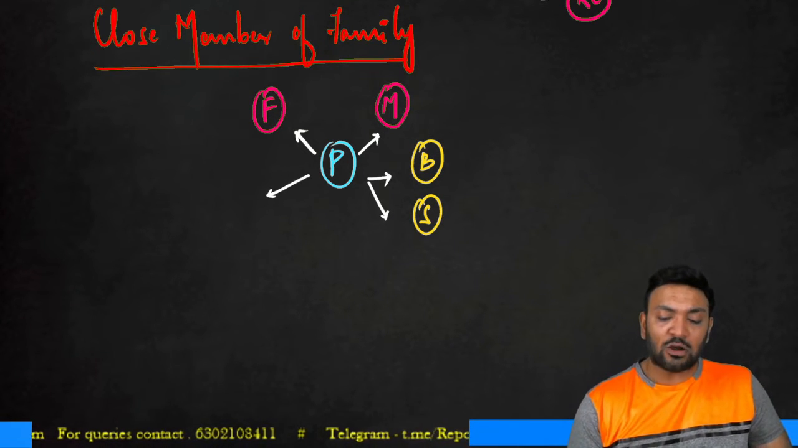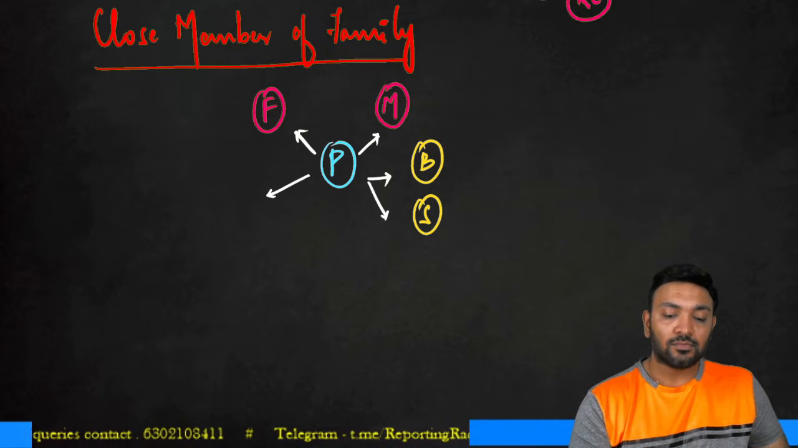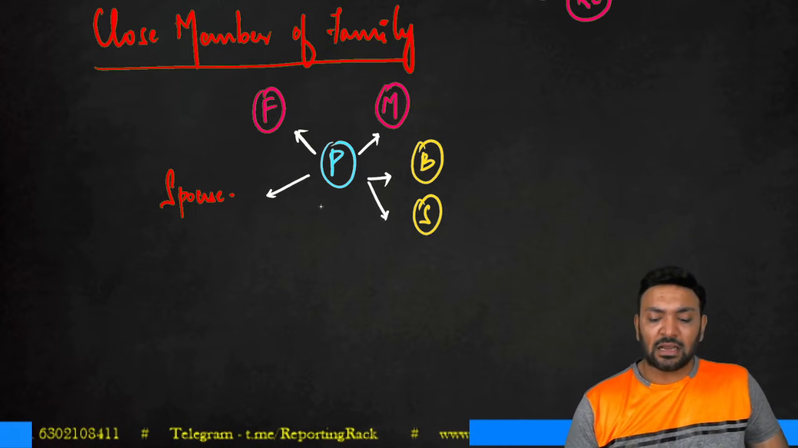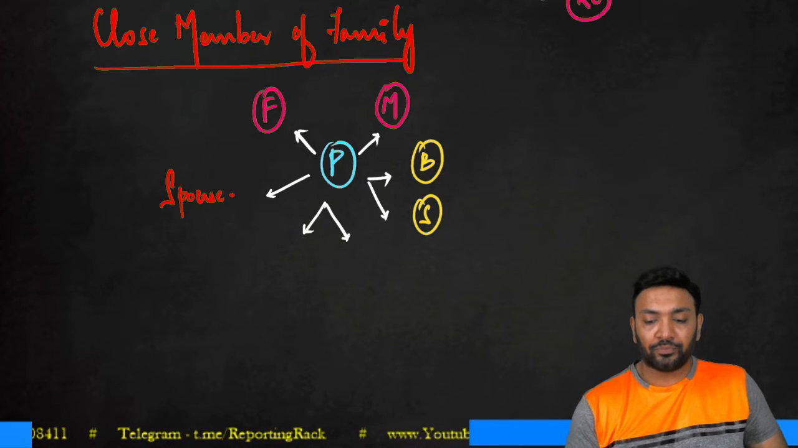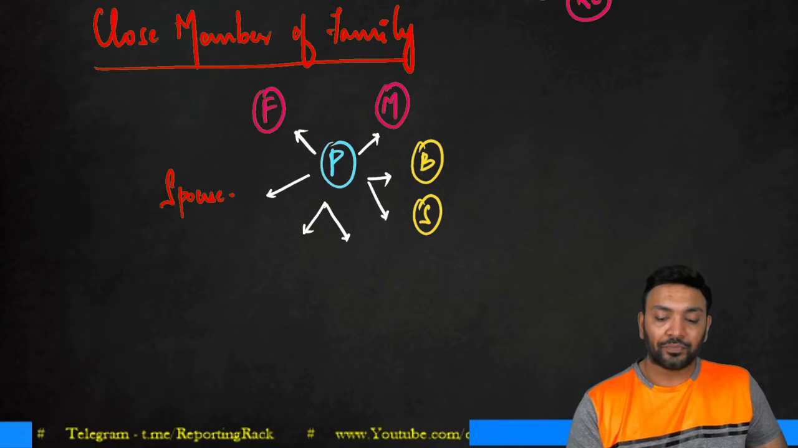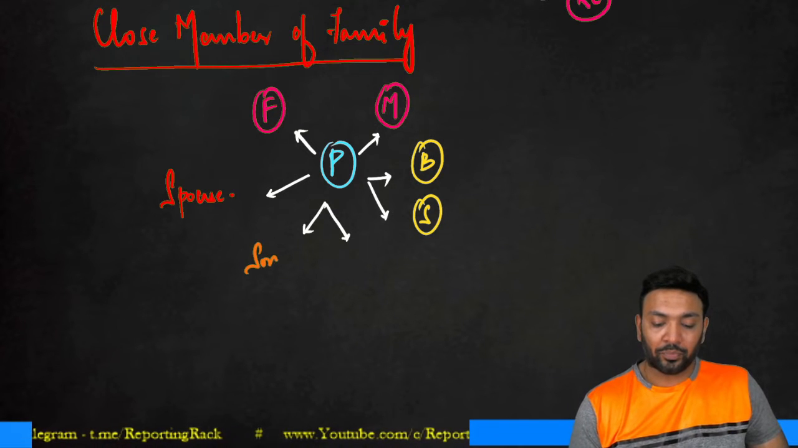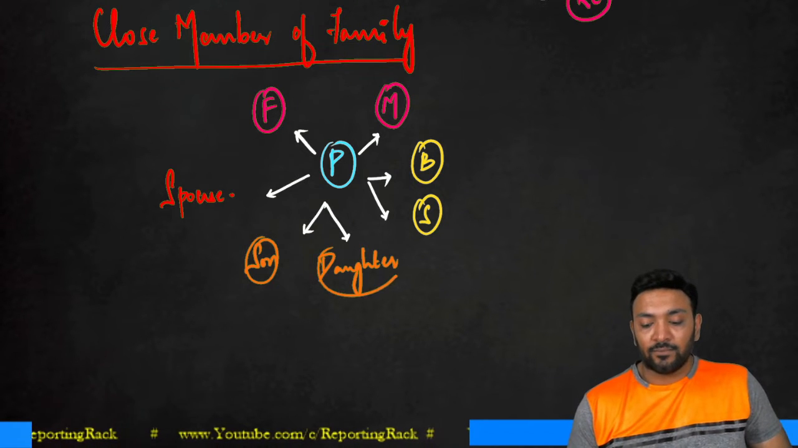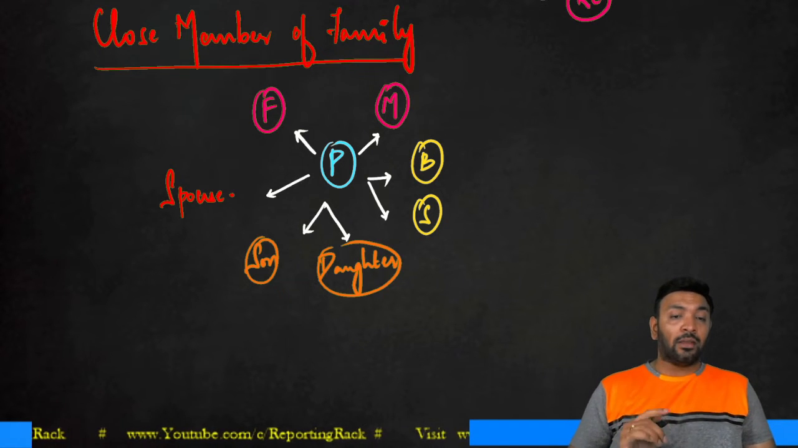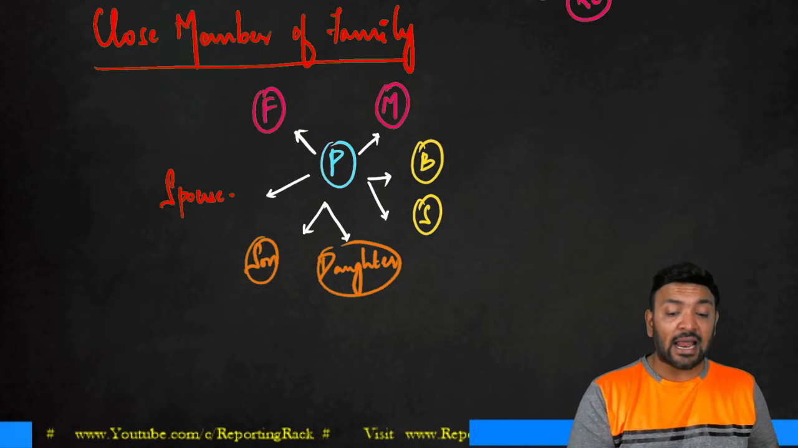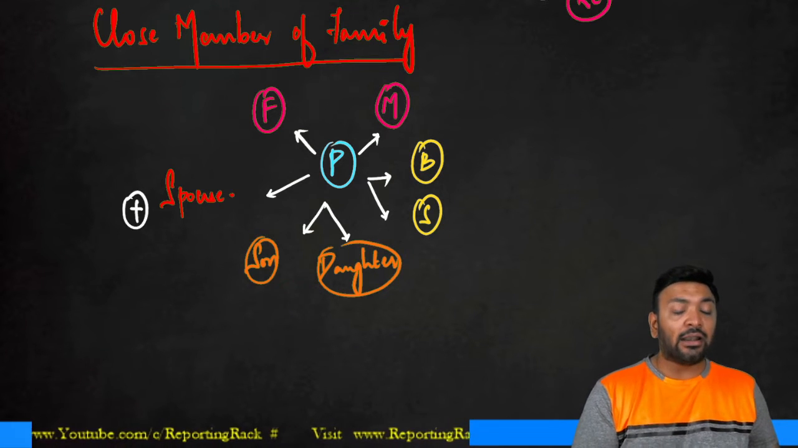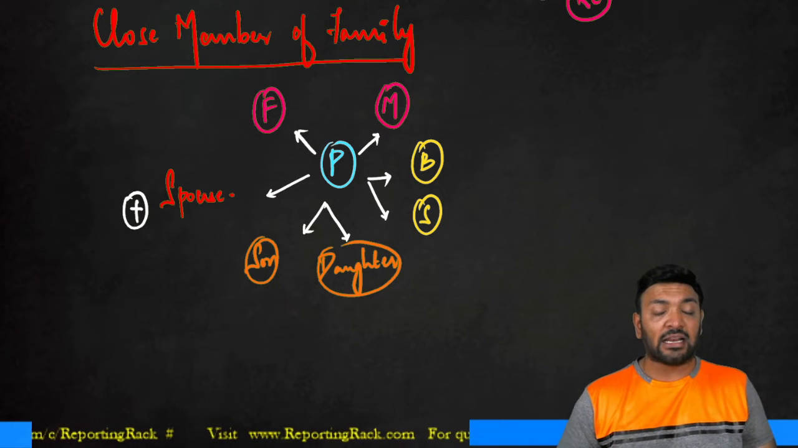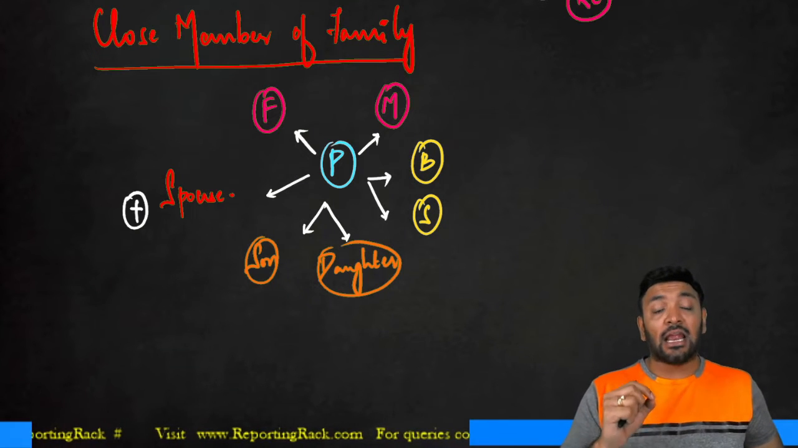Then comes my spouse. Then comes your son and daughter. These are my close members of family. Remember, one more addition that has been made due to IND AS, which was not there under your earlier standard, that is AS 18, talking about related party relationships. There is one extra addition along with spouse.